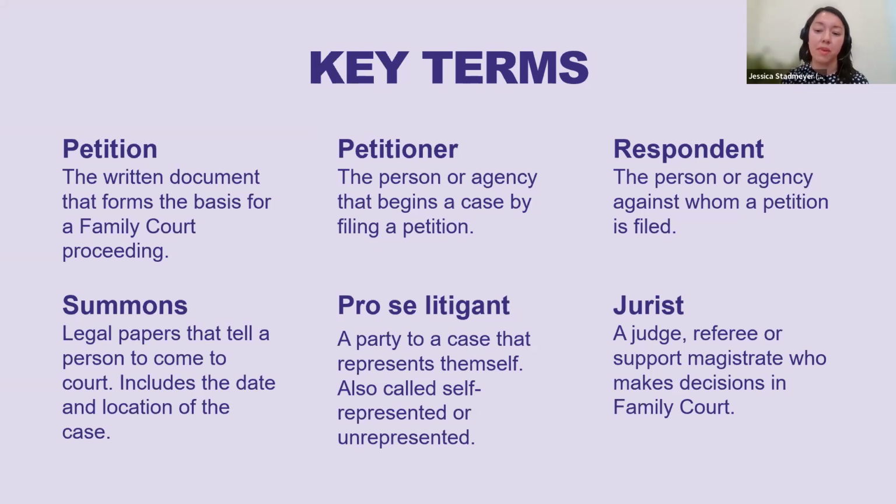Another term you may hear as you start a family court case is pro se litigant. Pro se means that you are representing yourself without a lawyer, and litigant, as we mentioned earlier, is a person involved in a court case. And finally, you may hear the term jurist. In New York Family Court, a jurist is a judge, referee, or support magistrate, depending on the type of case you have. They have the authority to make decisions in your case.